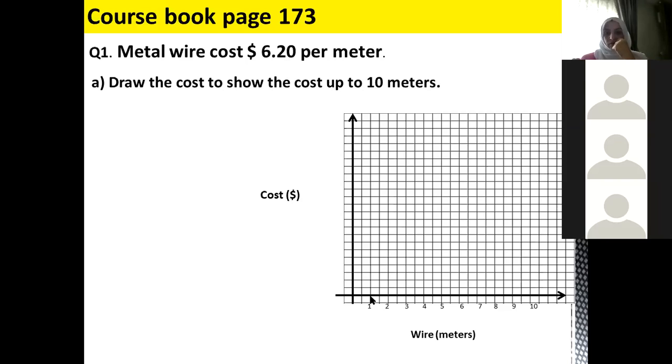So, draw the cost to show the cost up to 10 meters. We will multiply 6.20 by 10, which will be 62. Okay, so he will pay $62 for 10 meters.